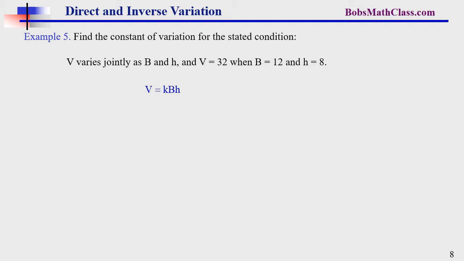Replace our letters. 32 is V, B is 12, and H is 8. So 32 equals K times 12 times 8. Multiply the 12 times 8. That gives you 96. Divide both sides by 96. On the right, the 96's will cancel. On the left, 96 does not divide evenly into 32, but you can reduce it. Reducing the fraction, usually your calculator will just do it for you. Should give you 1/3.